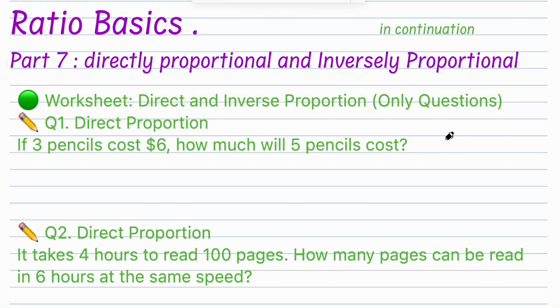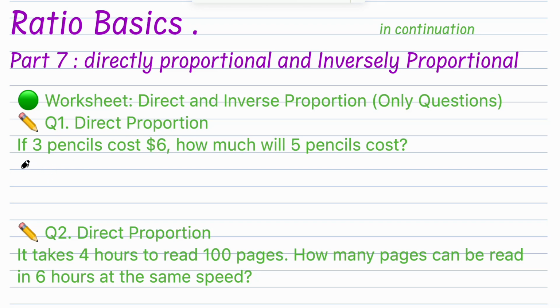Now let's do some questions based on the concept of directly proportional and inversely proportional. First question is, these are only questions we will solve side by side. If 3 pencils cost $6, how much will 5 pencils cost? Now as we know, if we increase the number of pencils, the cost will also increase. So that is the direct proportion, right?